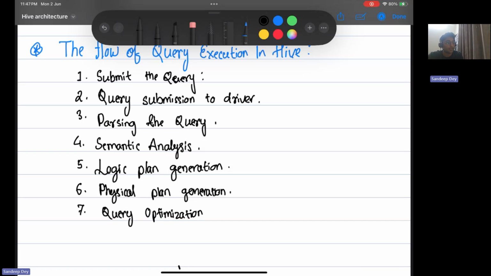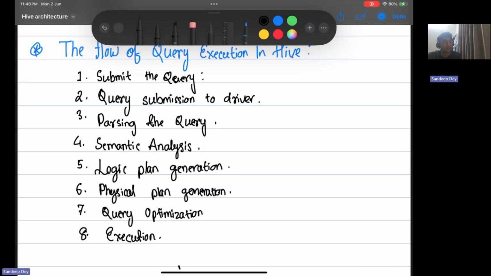Okay. Next is execution. Purpose: this involves running the specific MapReduce, Tez, or Spark job to process the data according to the physical plan. Just reading it out once more. Execution involves running the specific MapReduce, Tez, or Spark jobs to process the data according to the physical plan. Got it?